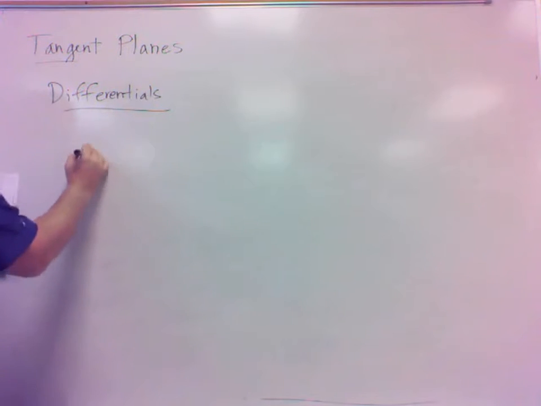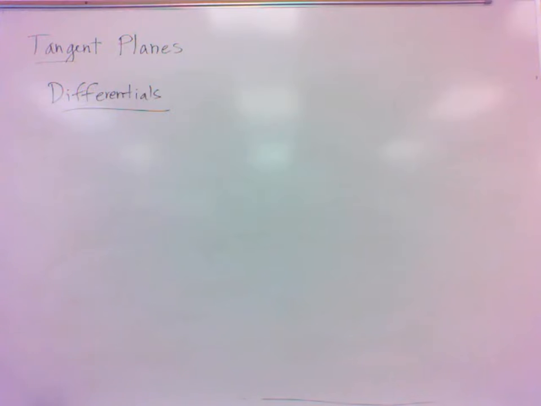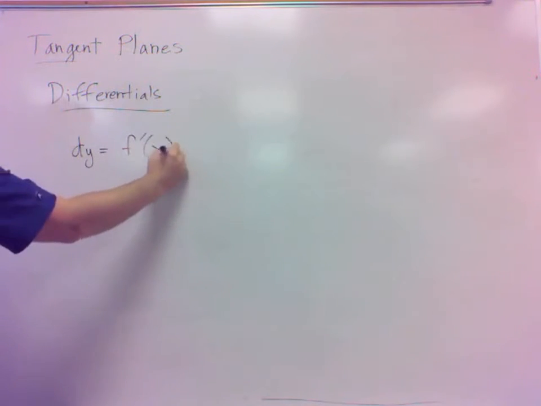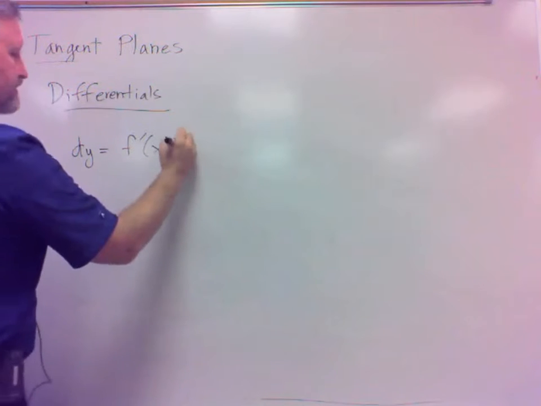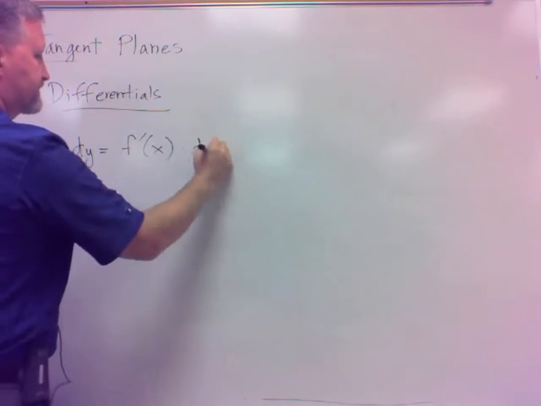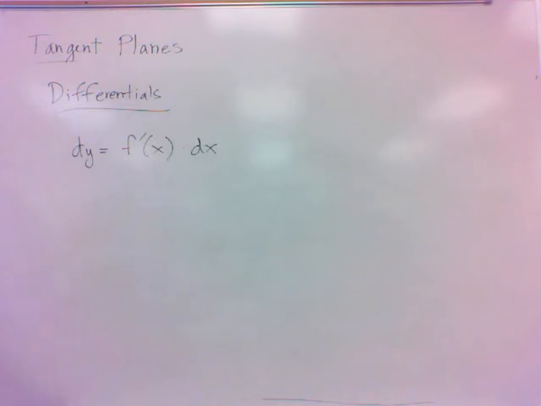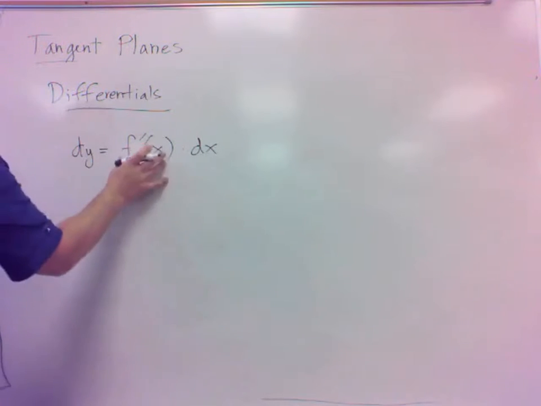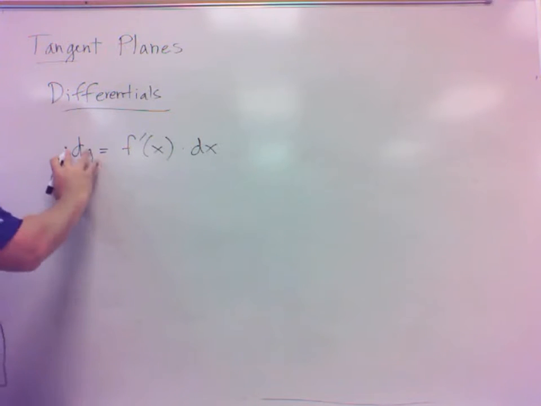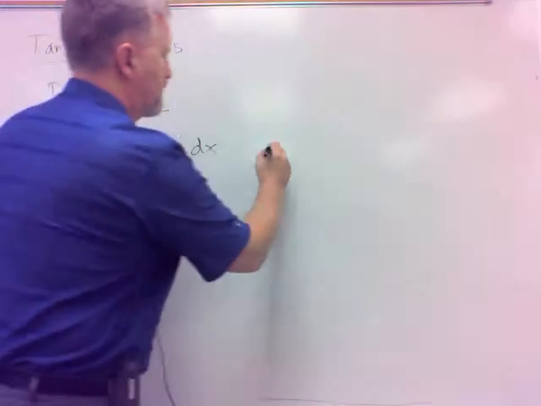Recall we defined, if you will, a differential dy in 2 dimensions to be the derivative with respect to x of f times dx. Okay. And really all that comes from is the fact that the derivative is the slope of the tangent line, and the slope of the tangent line we could also write as rise over run, dy/dx. And so we get all that.